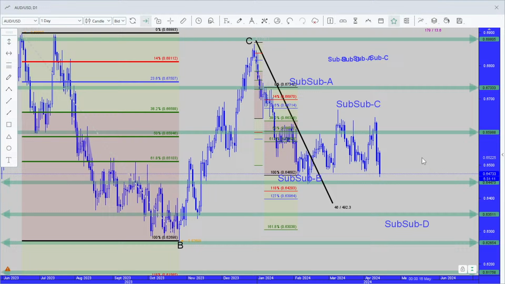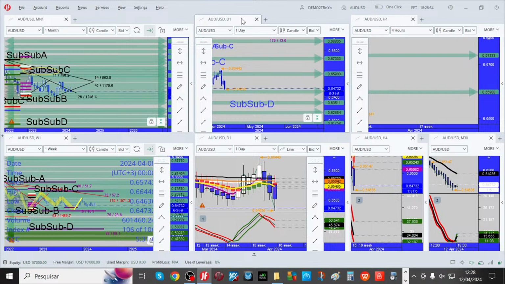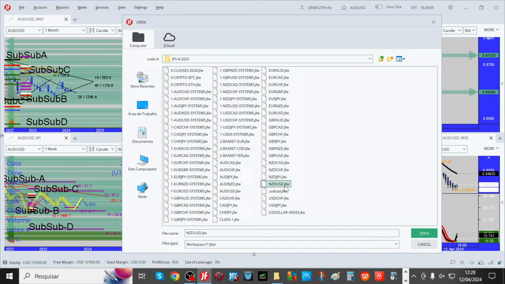All right, now let's do the same and let's go on NZDUSD. NZDUSD. Let's make a poll, everybody. What do you think? NZDUSD. Buy or sell? As general direction.